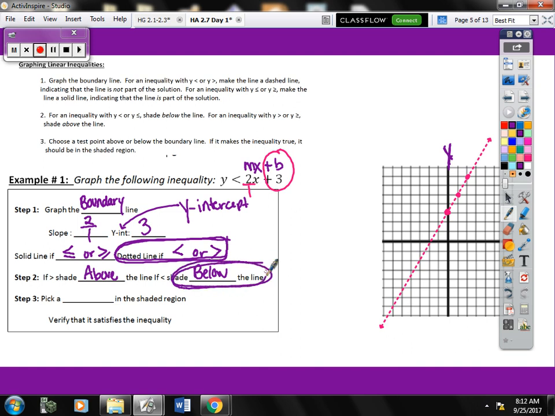So you can just take your pencil and just shade lightly.